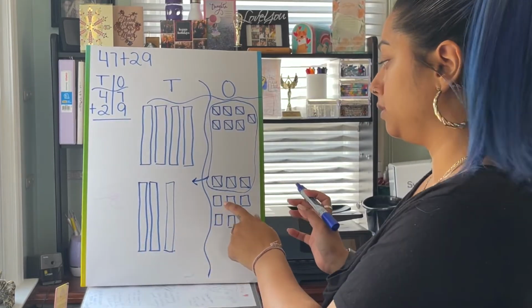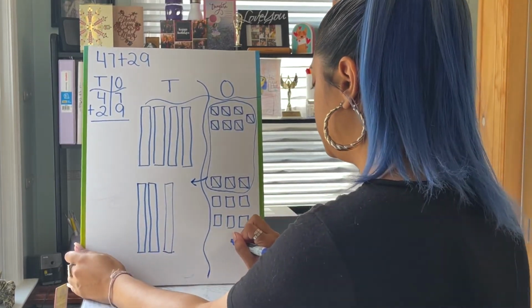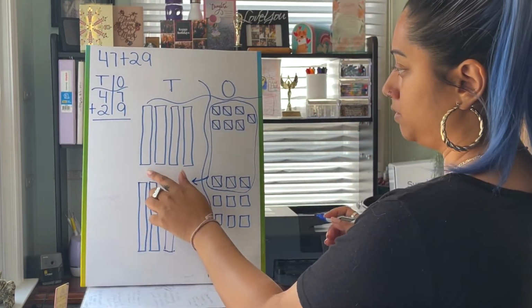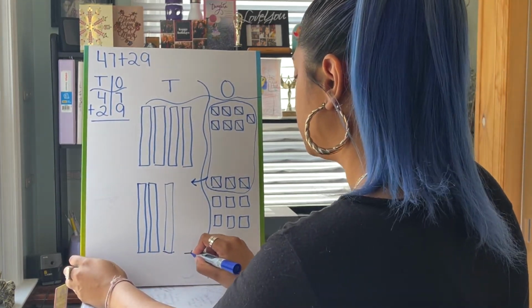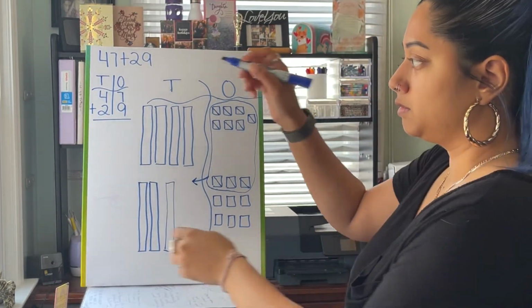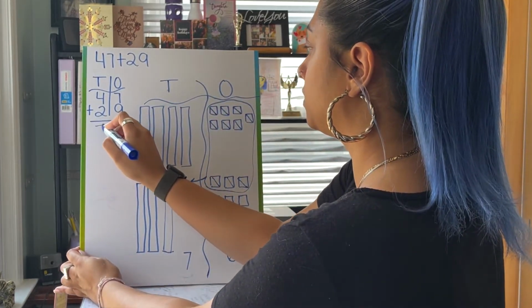Now counting up my ones column that I have left, it's 6. And counting up my tens column, I have 7. So my answer is still the same, 76.